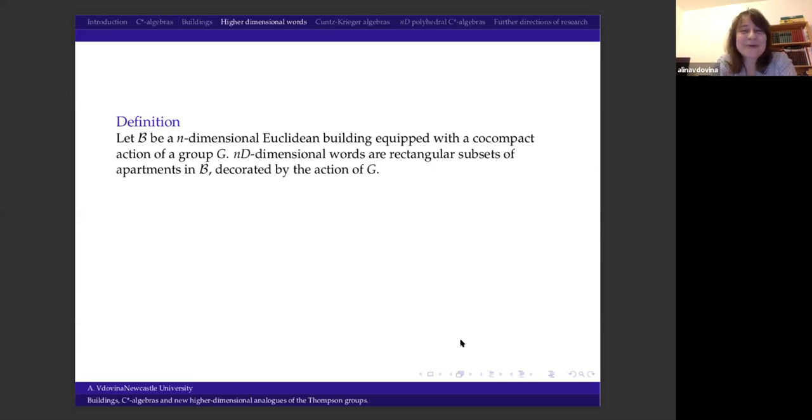So here I said n-dimensional buildings. Now let's talk about Euclidean buildings, equipped with this co-compact action of a group. If you look at a building as a universal cover of a polyhedron, you may put some arrows and letters on the edges of the polyhedron. So when you go to the universal cover, you get a kind of natural decoration on the building.